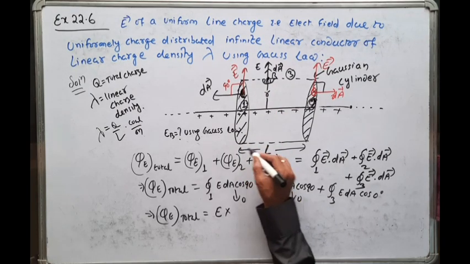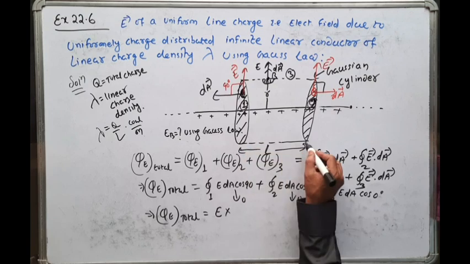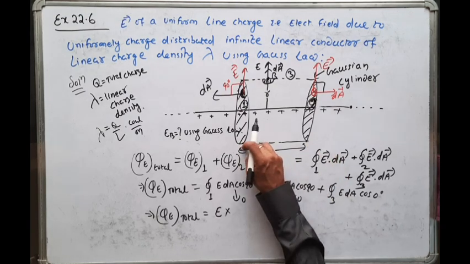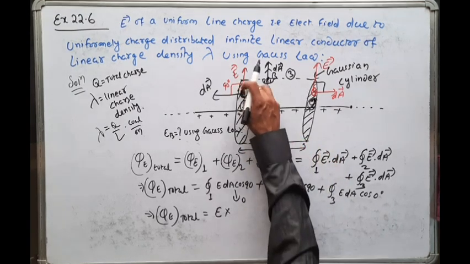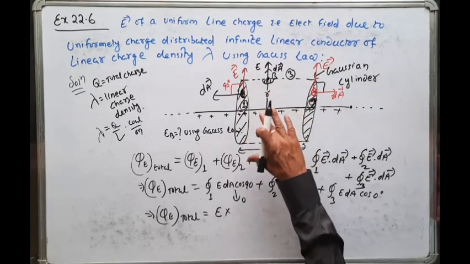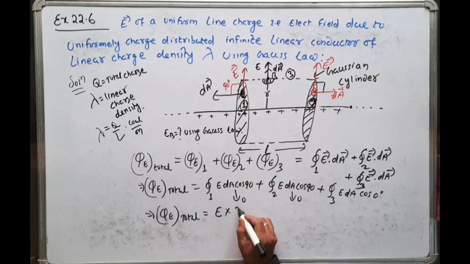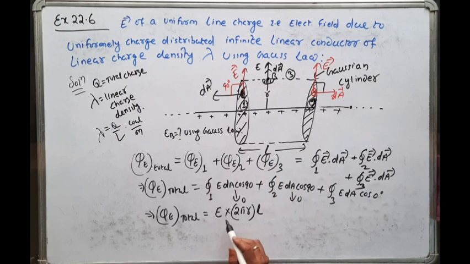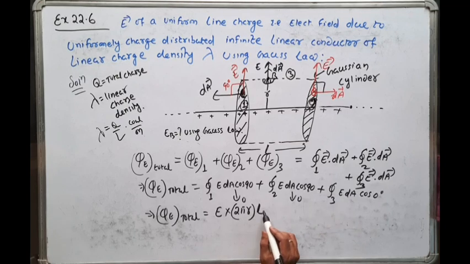And what is the length of the cylinder? The length of the cylinder is L. The length of the cylinder is L, the circumference is 2 pi r. Then what is the surface area of the curved part of the cylinder? It is the circumference, that is 2 pi r, into the length, that is L. So this is the total surface area. So E into 2 pi r L.